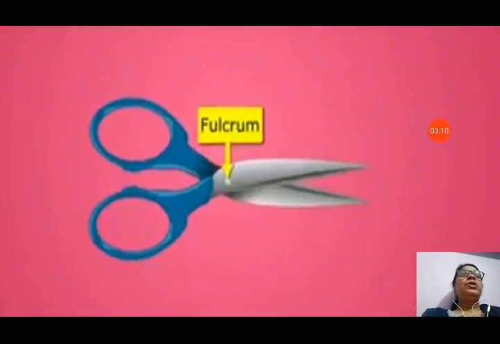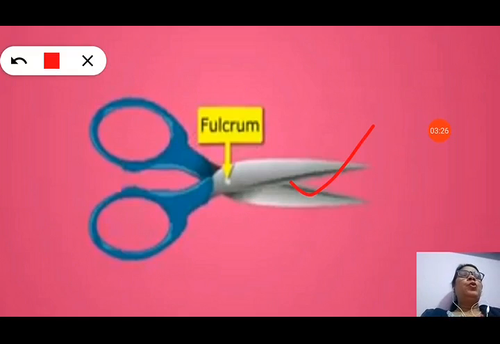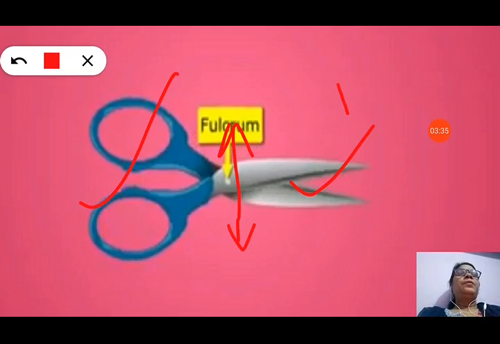Scissor. In scissor also you can see from one side we are cutting the paper or any object, and from one side we are holding. Here is the load, here is the effort, and in the middle the scissor is moving from the middle. So fulcrum is in the middle, this is load, and this is effort. So we can see this scissor is also a first class lever.